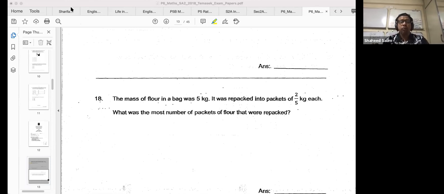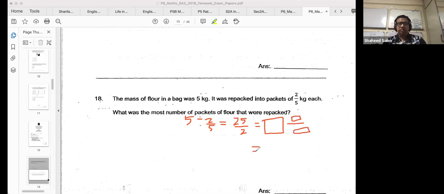25 over 2. So what is 25 over 2? Okay, good. When you take 5 divided by 2 over 5, your answer is going to be 25 over 2. So tell me, in terms of mixed number, what is it? Mixed number, something like that. So what's the mixed number? Come, Mr. Izzat. Can do that.